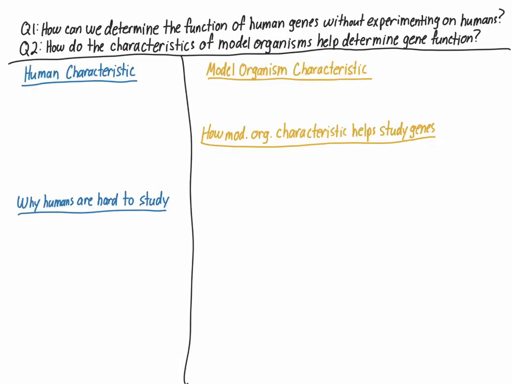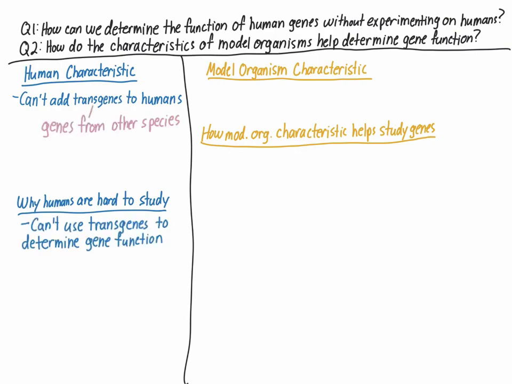So we can't mutate human genes, and for the same reason, we also can't, at least for the purposes of research, add transgenes, or genes from other species, to humans. And this makes it harder to study human genes. However, we can add them to model organisms.